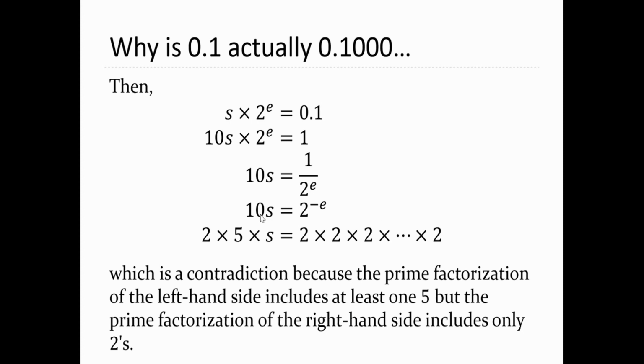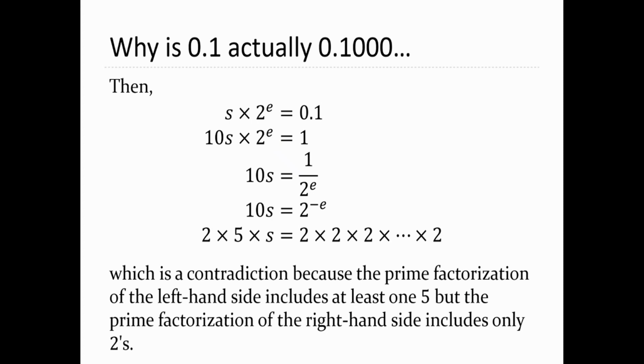What's on the left-hand side? Well, 10 is 2 times 5, times s, where s is some integer value. All the factors on the right-hand side are 2s, which are prime, and 5 is prime on the left-hand side. So the prime factorization of the left-hand side cannot be equal to the prime factorization of the right-hand side. Therefore, there's no way the left-hand side can be equal to the right-hand side. Therefore, you cannot represent 0.1 as a floating point number exactly using that representation right there.